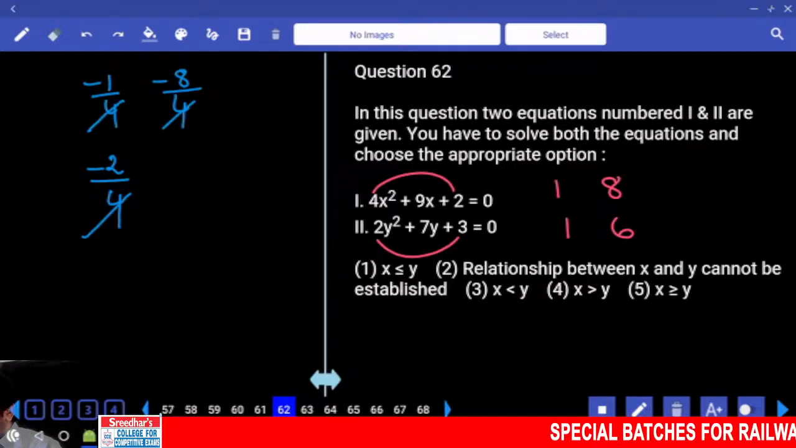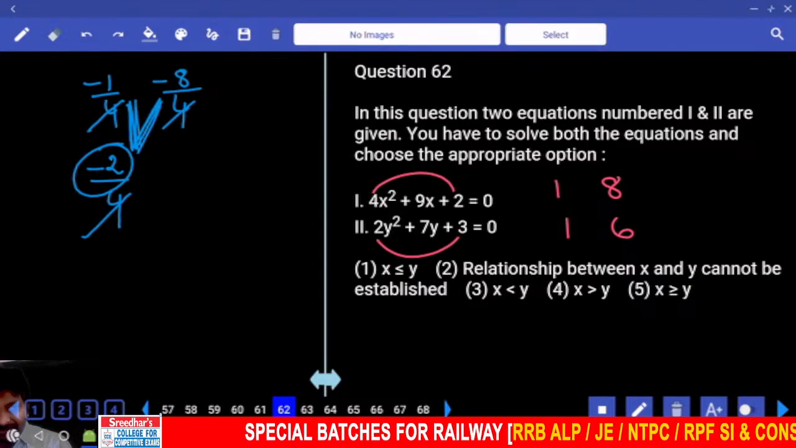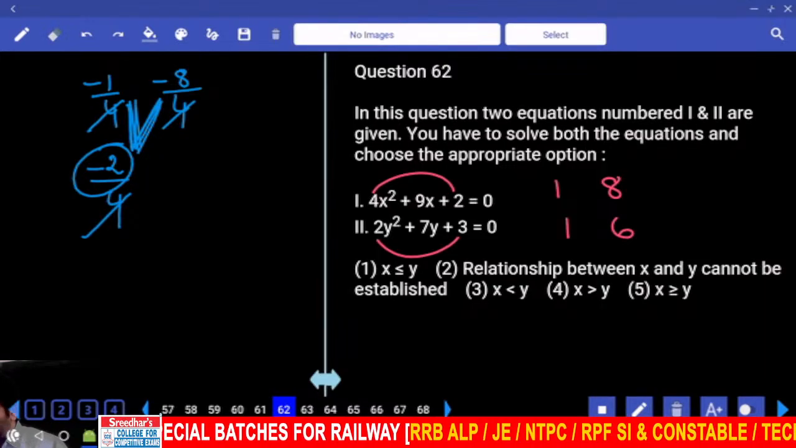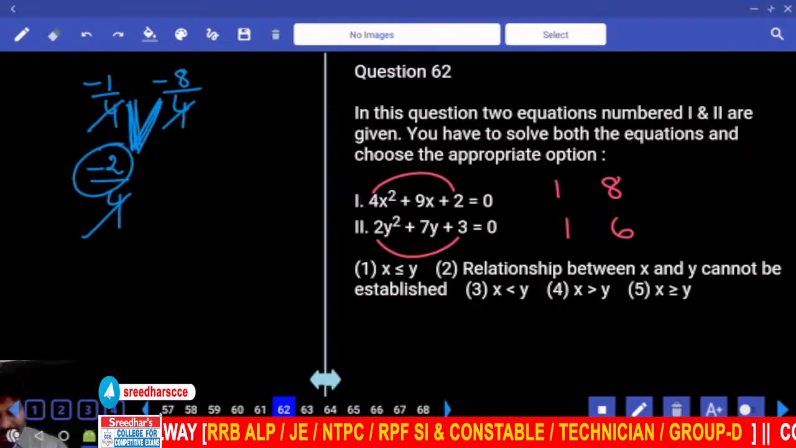All denominators are equal. Minus 2 lies in between these two numbers. We don't need the other factor of y. Answer? Relation cannot be established. You got it?